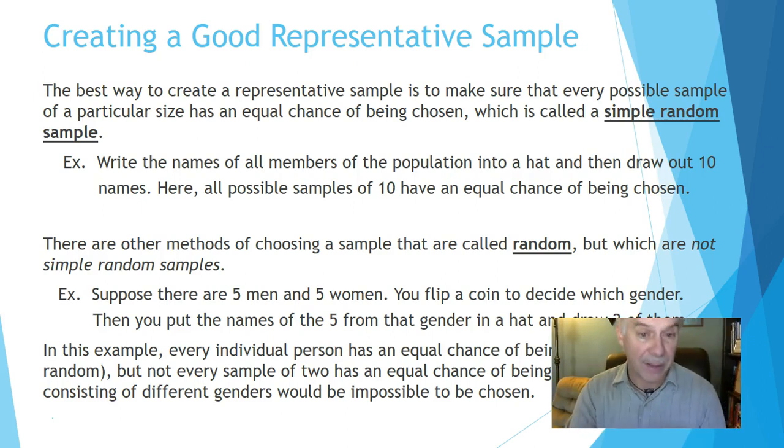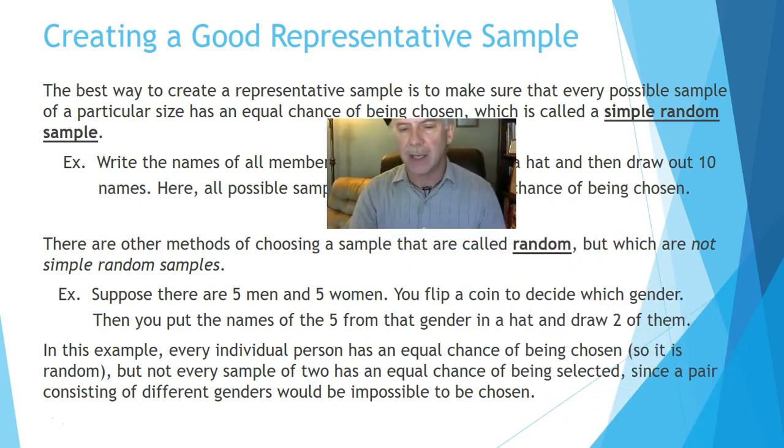Now there are some other methods of choosing a sample that are called just random, not simple random sample. They're just called random, all right? But they're not simple random samples. So here's an example. Suppose you've got 5 men and 5 women in a company, okay? You're going to flip a coin.